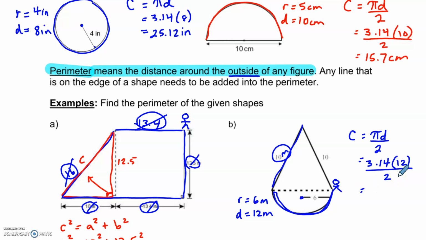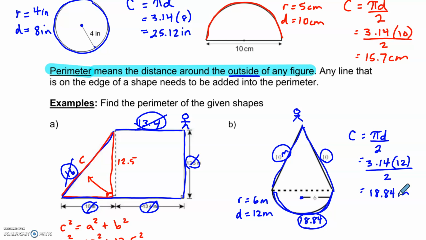Let's put that in our calculator. 3.14 times 12 divided by 2. We get 18.84, and that's meters. So let's write that on. We got 18.84. Okay, so we know he walks there. And then our little guy walks back where he started. So that side right there is also 10.